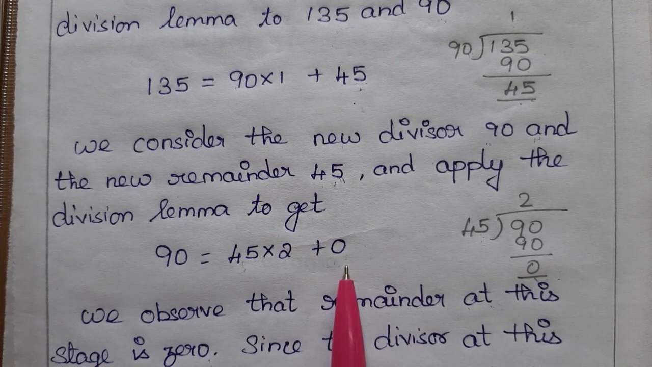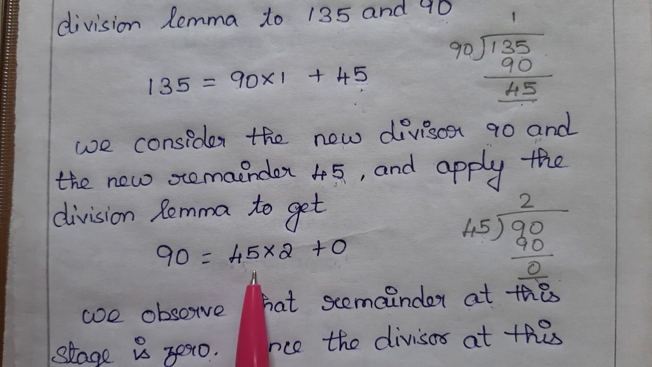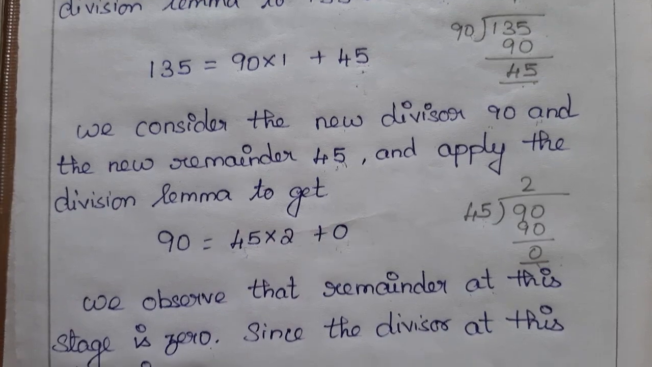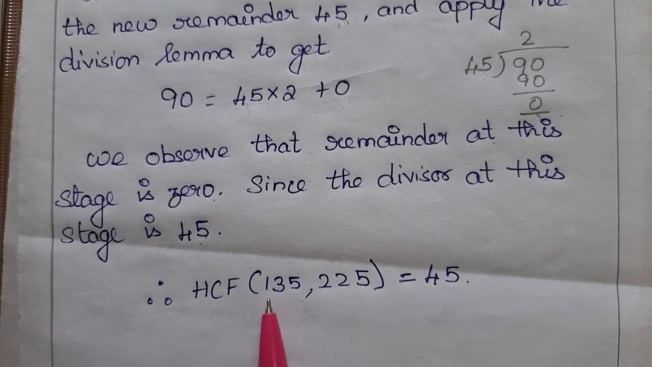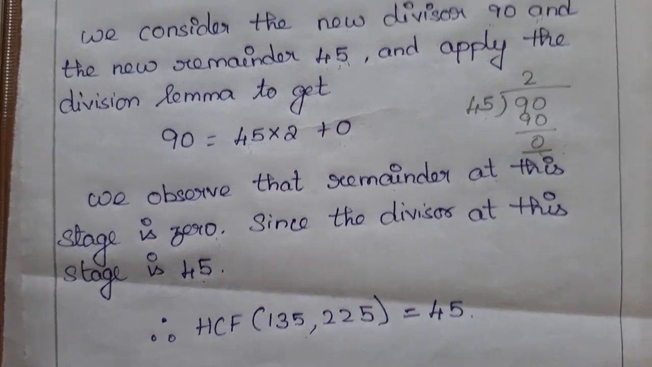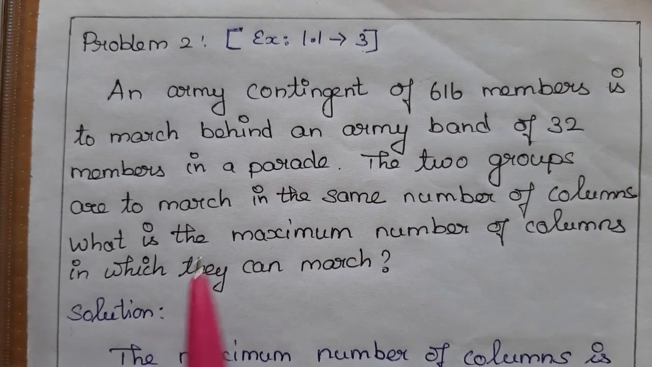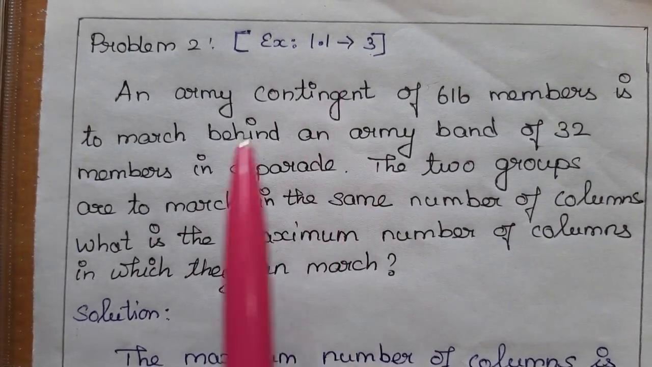So at which stage we get a 0, that divisor is the HCF. So at this stage we get 45. So the HCF of the given numbers 135 and 225 is equal to 45. Right? So here we go for the next example. It's problem 2, the third problem in the first exercise 1.1.